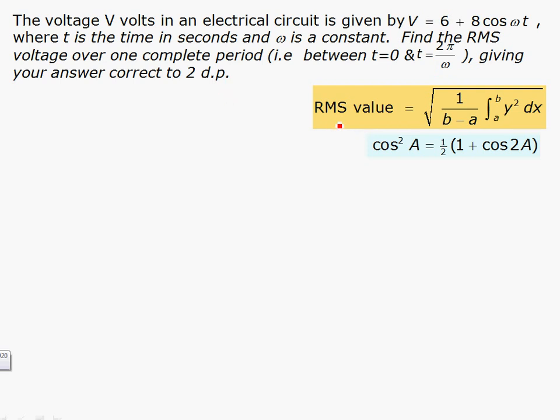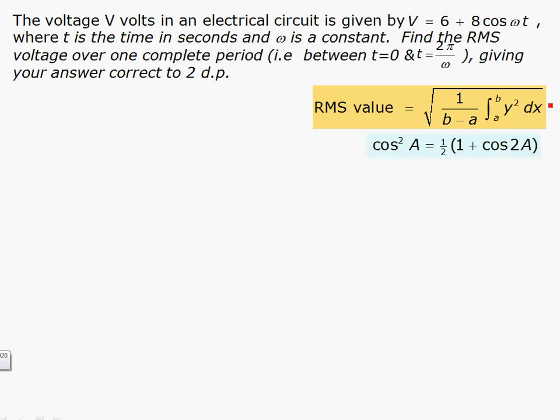The formula from the formula sheet is this one here. It's the RMS value: 1 over the difference between the two limits, multiplied by the integral between a and b, or between 0 and 2 pi over omega, of the function squared dx. Now this is in terms of y and dx, so in our case it would be v squared and dt, because t is the independent variable. And another formula that we might need to use at some stage is this one here. So let's give it a go.